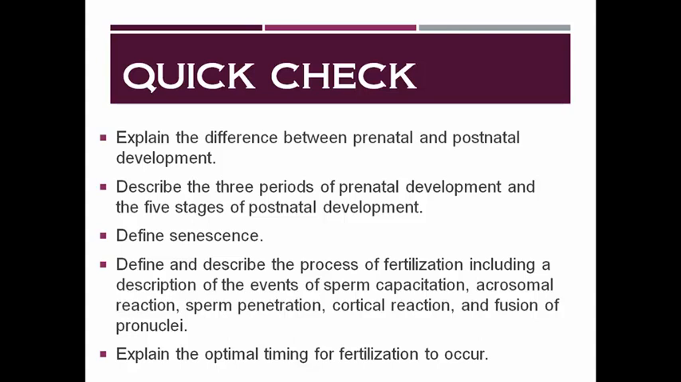We define and describe the process of fertilization, including what happens during capacitation of the sperm, the acrosomal reaction that happens, what are the steps of penetration of the sperm, what occurs during the cortical reaction, and then what is the result of fusion of the 2 pronuclei from both the male and the female. And then we define the optimal time for fertilization to occur, that window, 3-day window, around day 14, which is the day of ovulation.